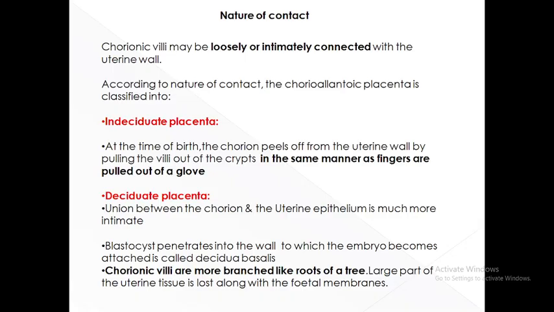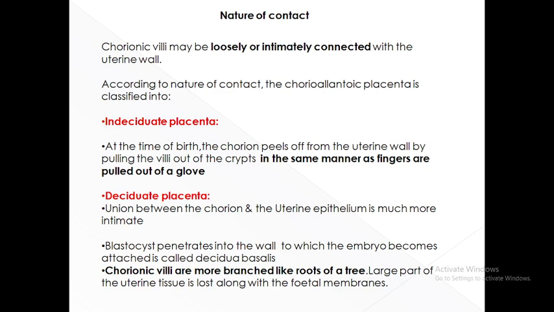Then, depending upon whether there is a loose contact or an intimate contact, we can also divide the placenta into the deciduate and the indeciduate placenta. If we consider the indeciduate placenta, at the time of birth the chorion, which is the outermost covering, gets peeled off from the uterine wall by pulling the villi out of the crypts, which looks similar to removing our fingers out of a glove. So there is no bleeding.